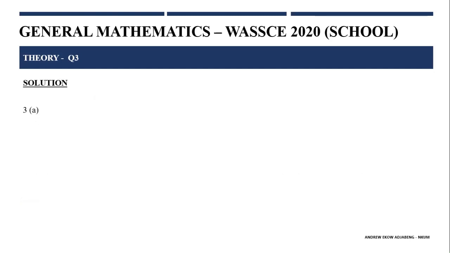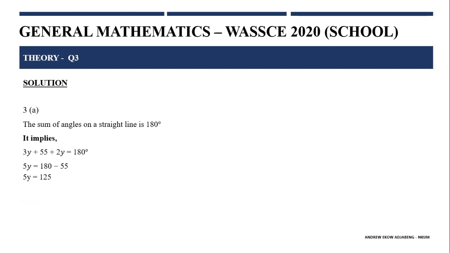Evaluate (1 minus sine squared x) over cos x. So first we need to solve for the angle. The sum of angles on a straight line is 180 degrees. That means that 3y plus 55 plus 2y will equal 180 degrees. This means we make 5y the subject. 5y will be equal to 180 minus 55. But we are concentrating on the value of y. So y equals 125 over 5 when we divide through by 5, and y will be equal to 25 degrees.